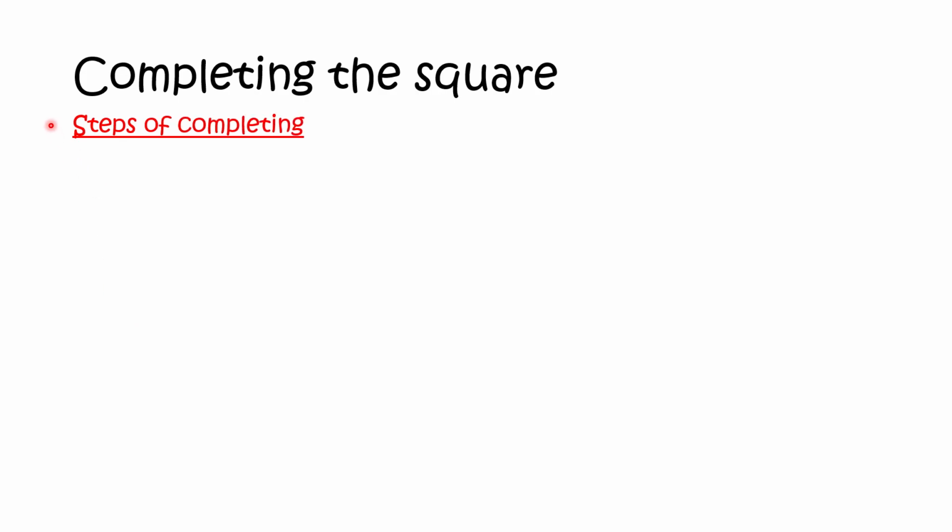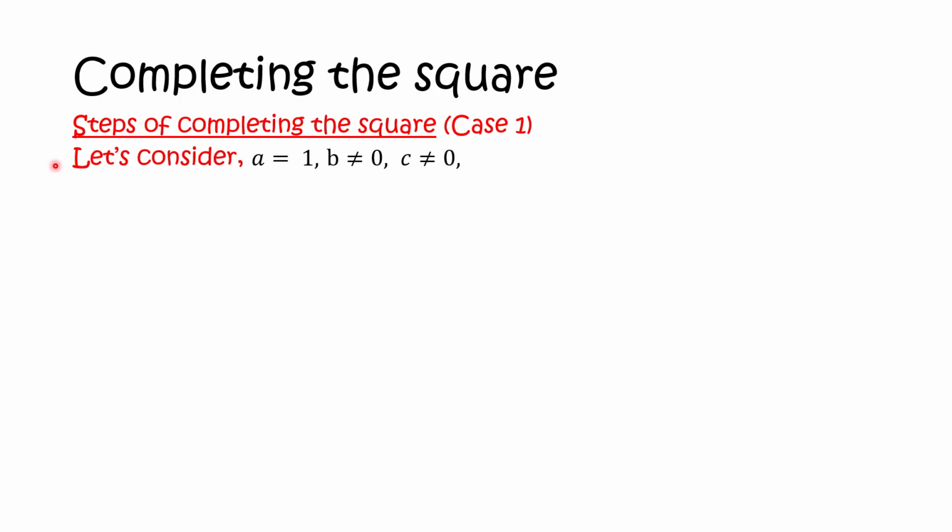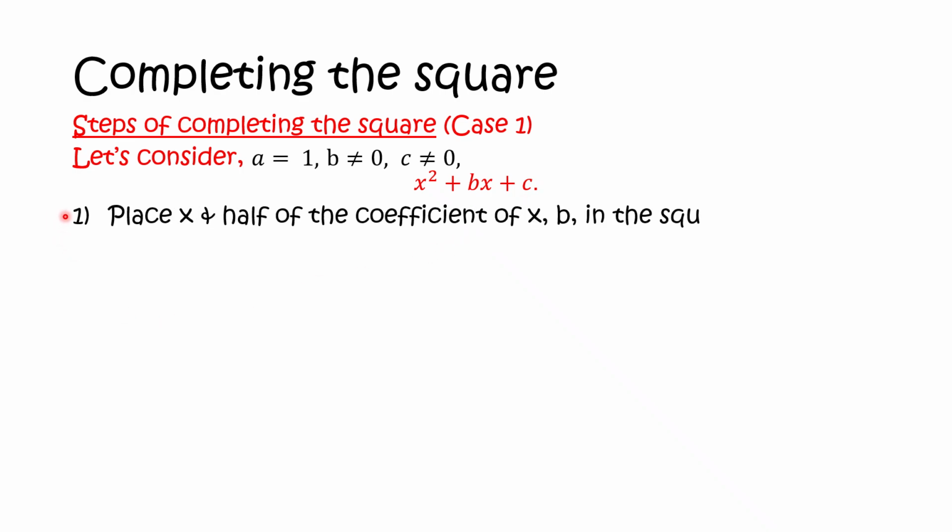Let's look at the steps of completing the square. Case 1. Let's consider a to be equal to 1 in our quadratic expression and b and c not equal to 0, so that we have x² + bx + c. Step 1: we need to place x and half of the coefficient of x, b, in the squared brackets or parentheses, such that we have (x + b/2)².